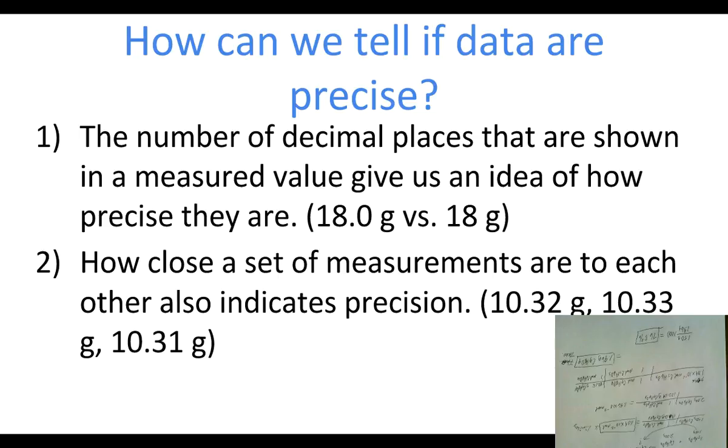Second of all, we see how close a set of measurements are to each other. So if all your measurements like this one, 10.32 grams, 10.33 grams, and 10.31 grams, if they're all real close like these are, you can say that your measurements are precise. So those are the two ways you can tell.